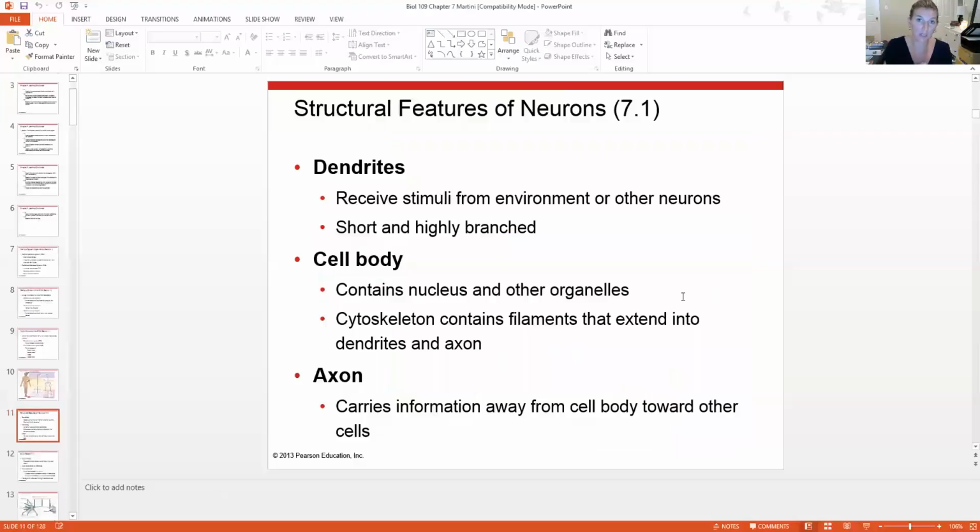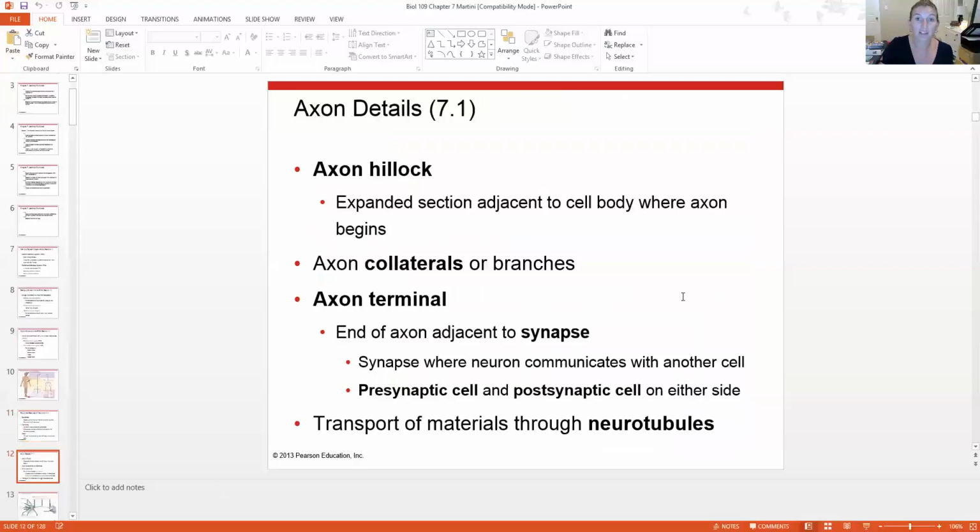Then you have a cell body. This is where the nucleus and most of the organelles are located. Then the axon is carrying the information away from the cell body toward another cell. The axon hillock is the little enlarged portion of the cell body just before the axon.